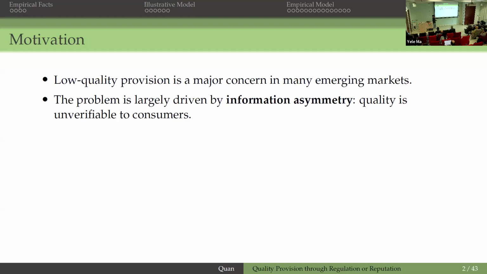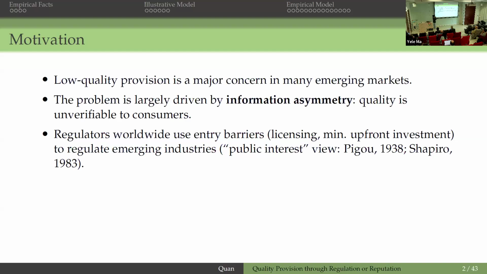To counter this problem, policymakers worldwide may use entry barriers. They establish a licensing system to set the minimum requirement on the upfront investment, and by doing so they can screen out the low quality providers and regulate the market. This practice is highly aligned with the public interest view, or the Pigouvian view, that if the quality is very uncertain to the consumers, you need to increase the entry barrier. Even if it may increase market power and cause some welfare loss, you still need to do so, and the net effect can be positive.